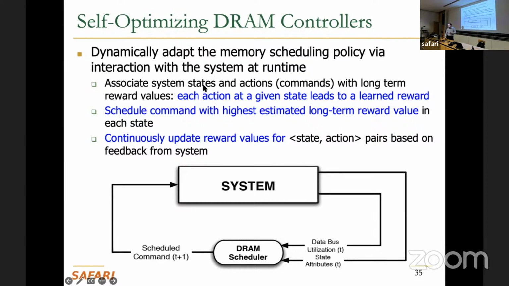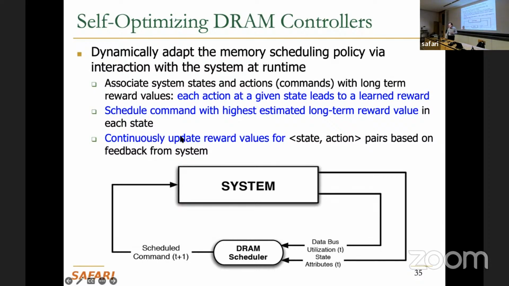Essentially, what reinforcement learning does is it associates system states and actions, in this case, commands or actions, with long-term reward values. Basically, you take an action at a given state, and you learn the reward. You essentially learn associating state action pairs with a reward, right? And you keep this in a table. And over time, you update the rewards associated with given state action pairs, okay?